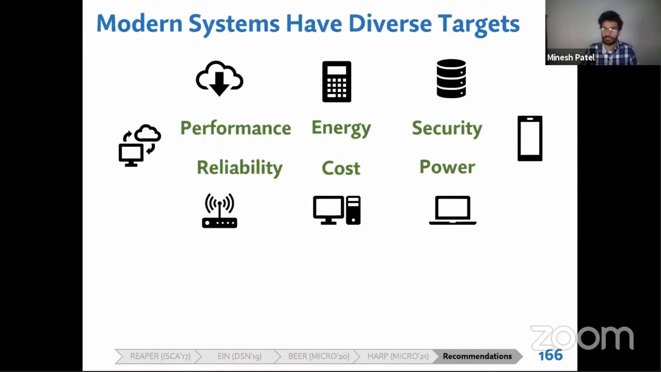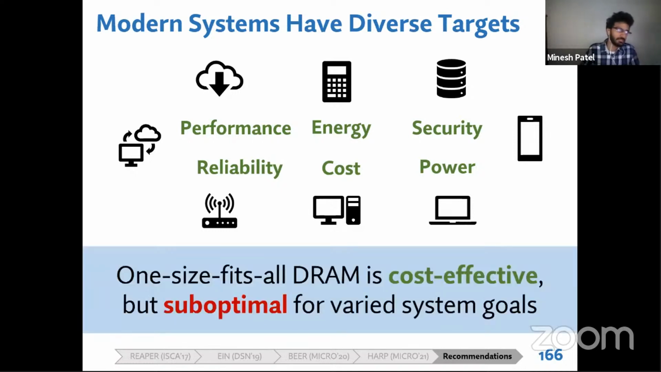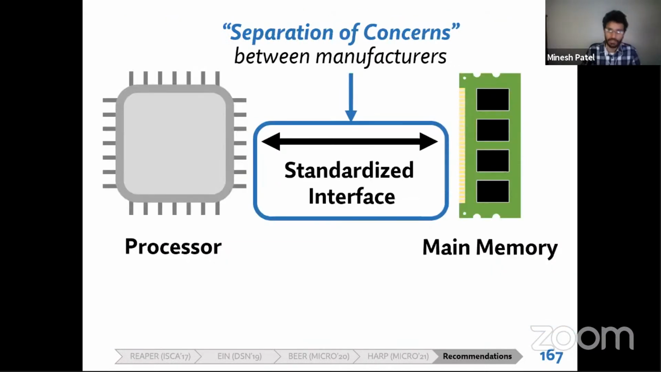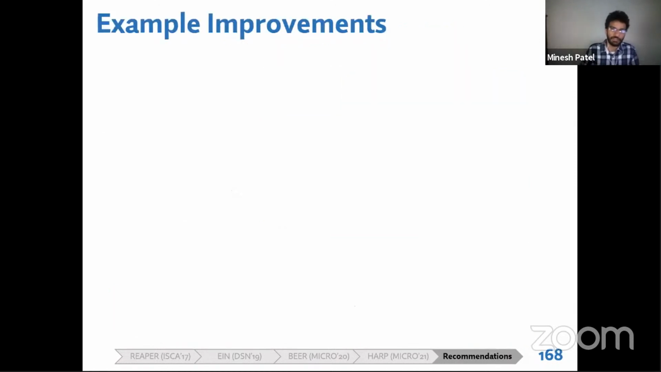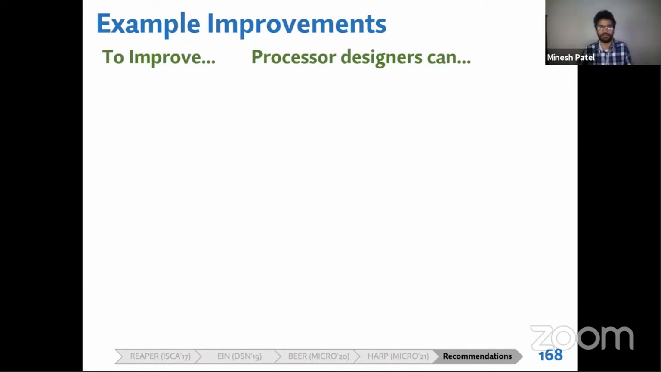Okay, I'll start with some of our observations and motivation for making these arguments. Today, modern systems have very diverse targets across all of these system-level metrics. Yet we're using one-size-fits-all commodity DRAM, which is very cost-effective, but can be suboptimal for achieving these varied system design goals. Here, I refer back to the separation of concerns slide that I presented in the introduction. In theory, this separation of concerns allows each group to do what they do best, which is to solve their own problems. And we find that many examples of these types of improvements exist. Here I'm going to itemize a few of them.